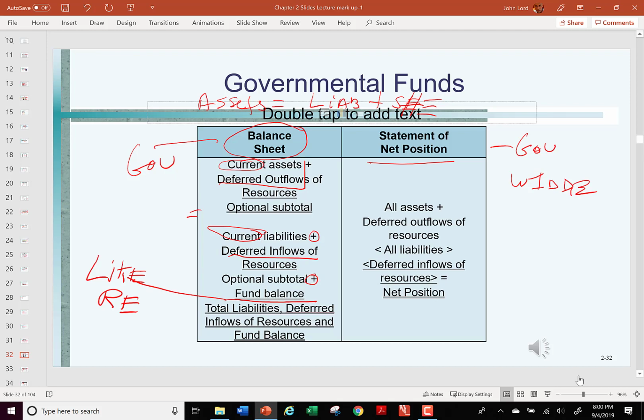Now, deferred outflows are like assets, but not quite. So we put them with the assets. Deferred inflows are like liabilities, but not quite. So we put them with the liabilities, right? So that bottom line that we report is really current assets plus deferred outflows equals current liabilities plus deferred inflows plus fund balance.